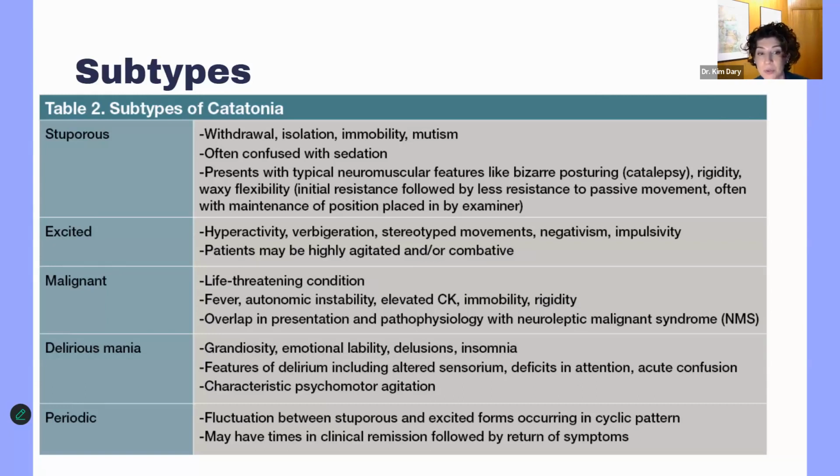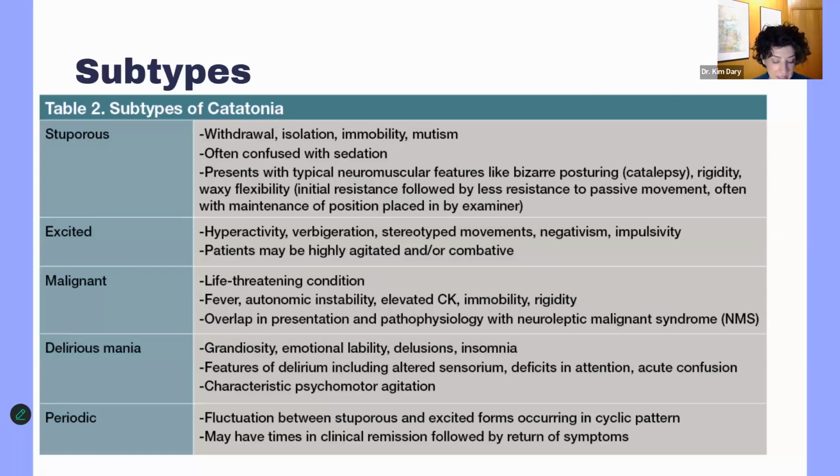There's interesting overlap between NMS, so neuroleptic malignant syndrome, and what we would consider malignant catatonia. And then, as I mentioned, delirious mania also is another subtype. The periodic catatonia can be this fluctuation between stuporous and excited forms. We will see this sometimes in the neurodevelopmental population. And what can be challenging about it is when it does fluctuate, it's hard to quantify. And then there can be an assumption that, well, is this behavioral, right? This sort of statement of this is sort of intentional or produced for some other means.